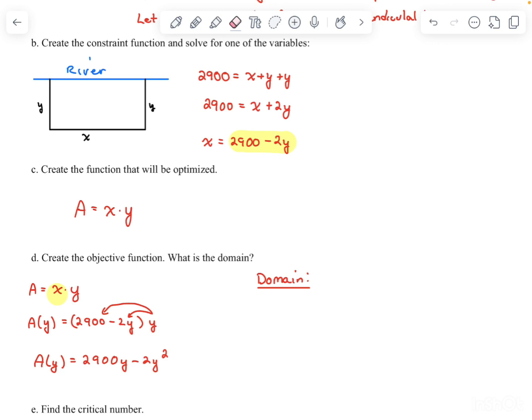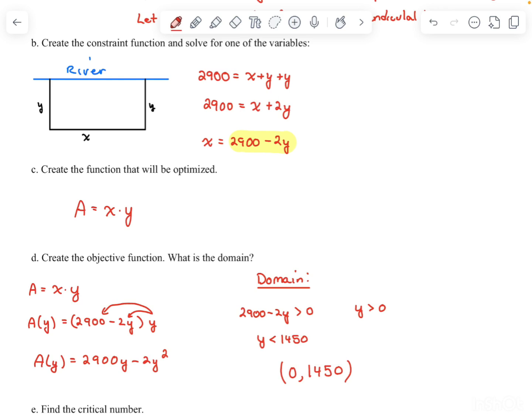Now to find the domain. The side lengths must be greater than 0. So the first side length in the objective function is 2,900 minus 2y. That must be greater than 0. This implies that y must be less than 1,450. The other side length in our area formula is y, and that too must be greater than 0. So the domain is the open interval from 0 to 1,450.